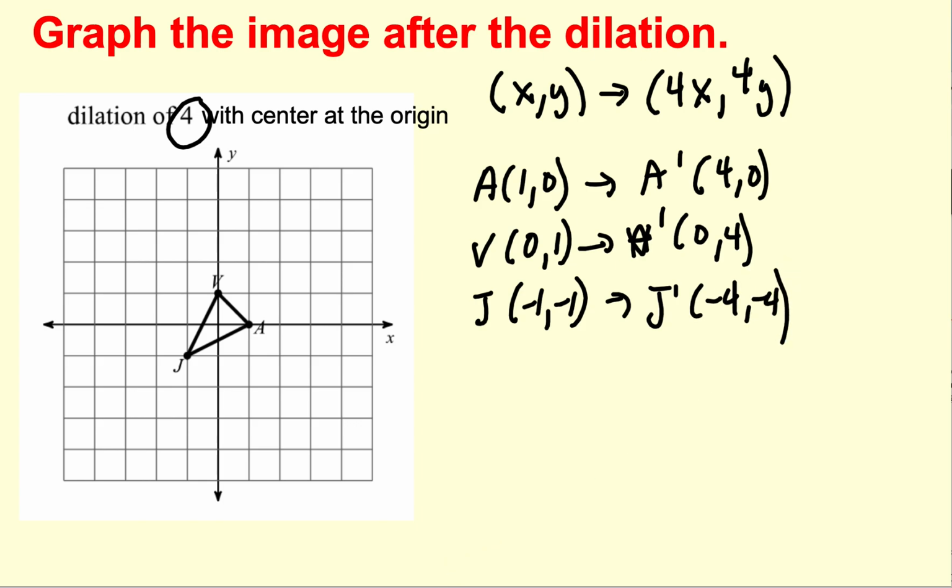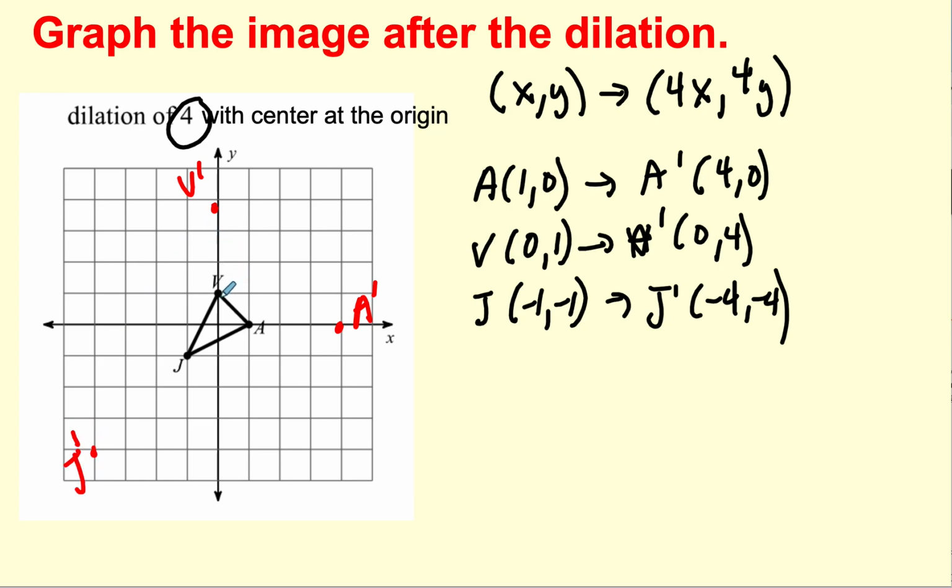Let me change colors. So A prime will be 1, 2, 3, 4. This is A prime. And V prime will be 0, 4, 1, 2, 3, 4, V prime. So it's going farther away since we're multiplying by 4. And so from the origin, this J is going to go negative 4, 1, 2, 3, 4, 1, 2, 3, 4. So this is J prime.